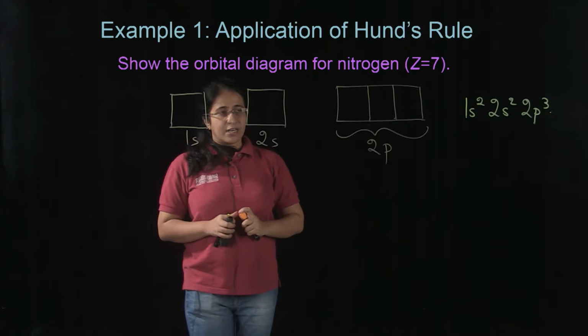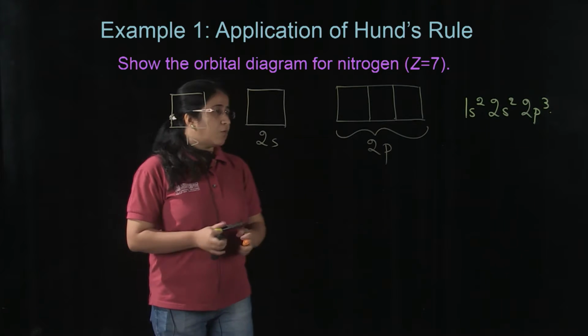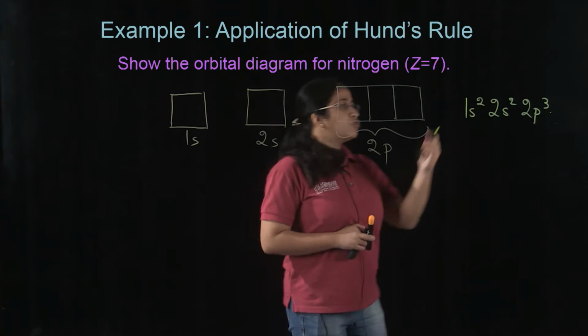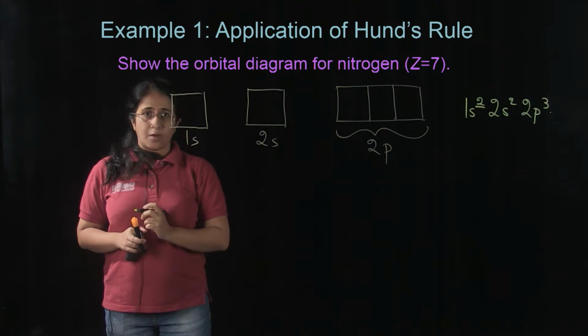Now let's do the final job, which is to fill these orbitals with electrons. The 1s orbital has 2 electrons, so you're going to fill in 2 electrons in the 1s orbital.